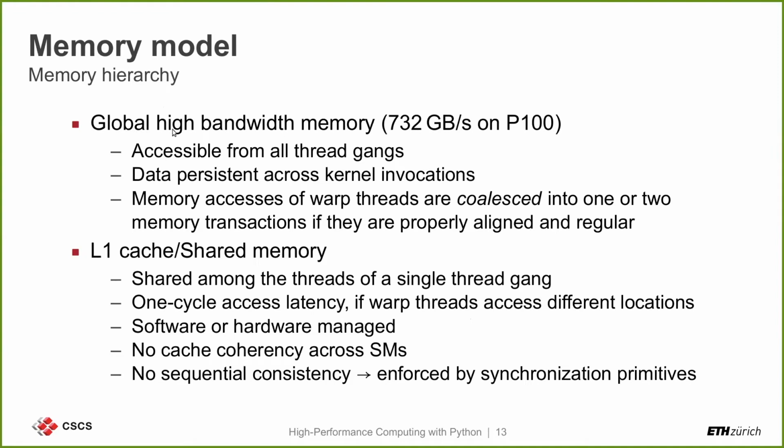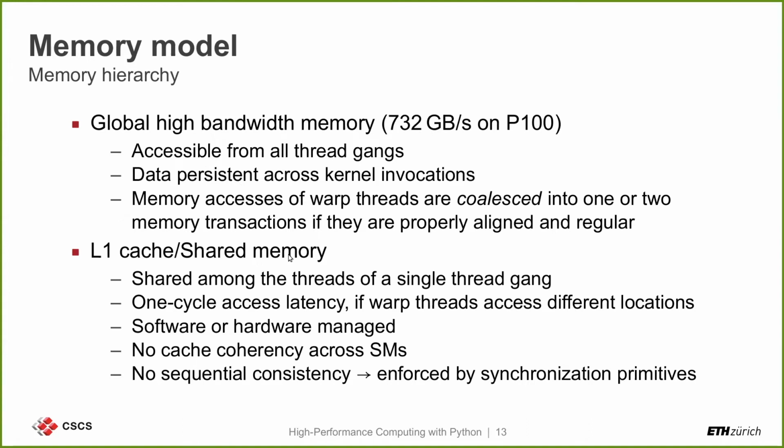The memory latency is hidden by the very high bandwidth memory that the global memory has. On P100, we have a theoretical peak bandwidth of 732 gigabytes per second, and it's accessible for all thread blocks. It's persistent across kernel invocations, and memory accesses of work threads are coalesced into one or two memory transactions if they are properly aligned and regular. We'll see how this affects our code later.